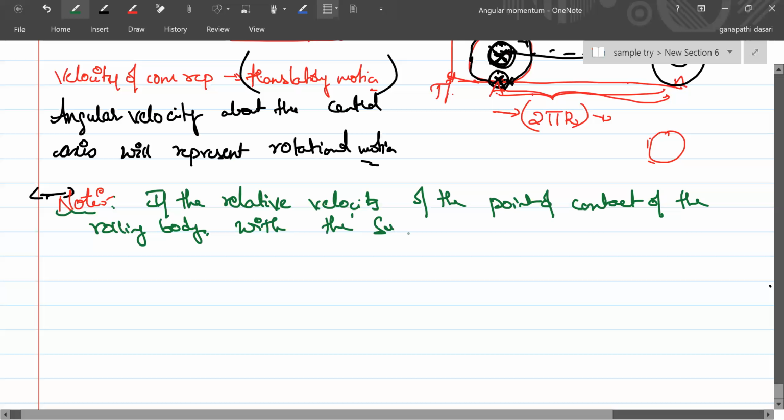Yes, sir. Then it is known as pure rolling. Okay. That velocity, generally the formulas are directly given for you, but I'll try to make sure you understand.